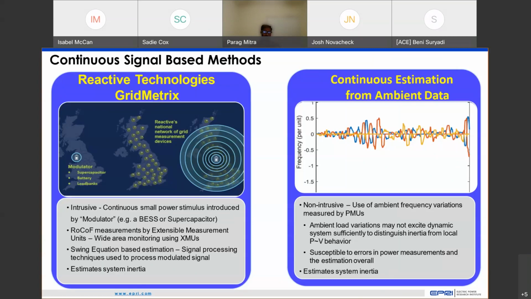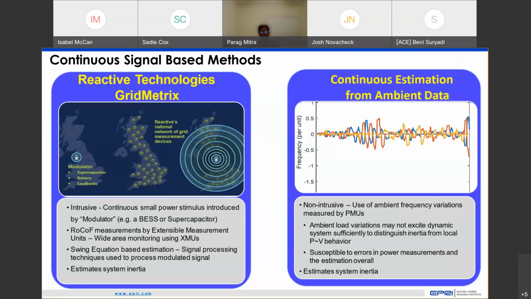And then you can use the simple swing equation. You can essentially assume that the system is represented by this simple swing equation, and then you can go through the signal processing methods, and essentially you can estimate the system inertia. Now, the method has been demonstrated by Reactive Technologies for National Grid UK, and I believe they have a few more projects on it. This is a good method, but then again, this is an intrusive method that requires you to inject some sort of a small disturbance into the system.